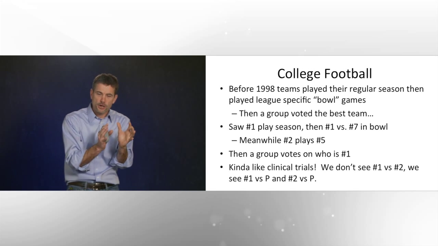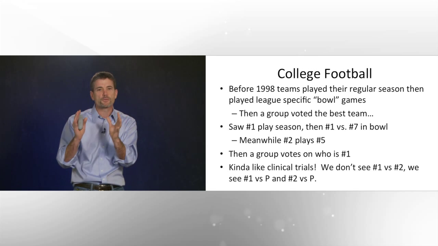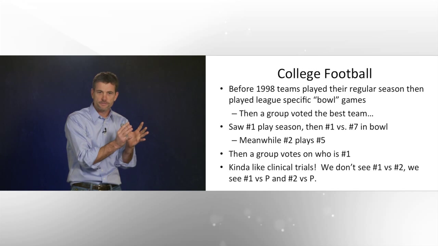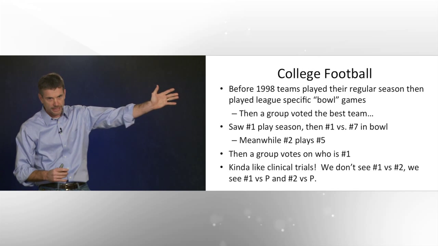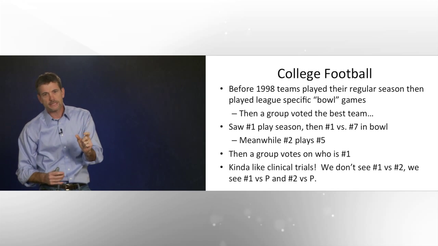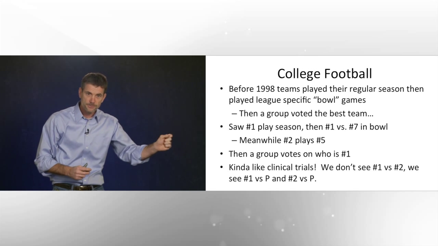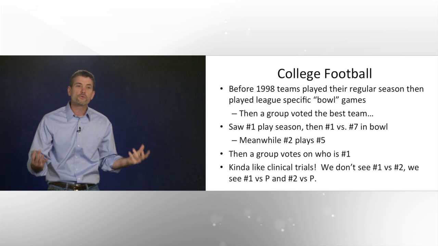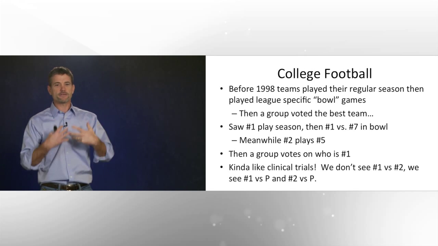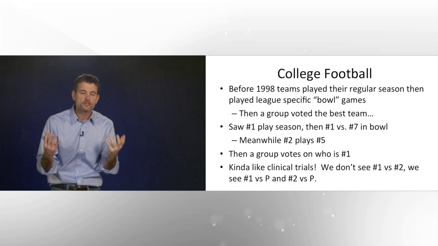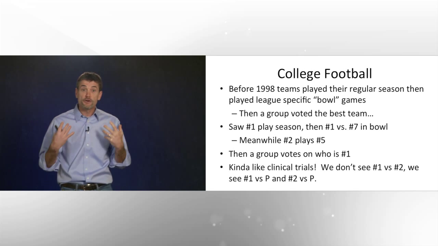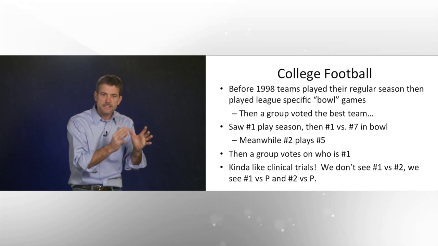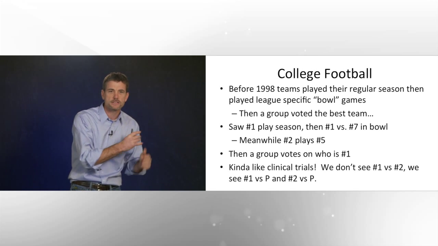Now, the bad part about this was because it was predetermined who everybody played throughout the course of the season, you'd end up with a structure like this, where the number 1 team might play the number 7 team. The number 2 team plays the number 5 team. Maybe they both win. And at that point, now you have to decide who's the champion. There is no championship game. It's a vote. Think of a DSMB, perhaps. The committee deciding who's the winner of this season.